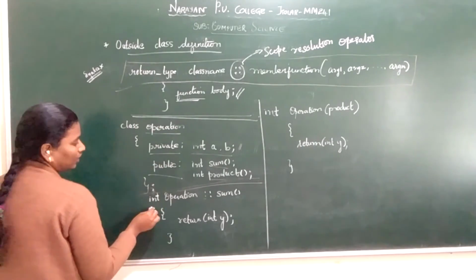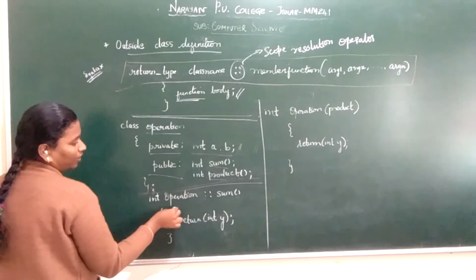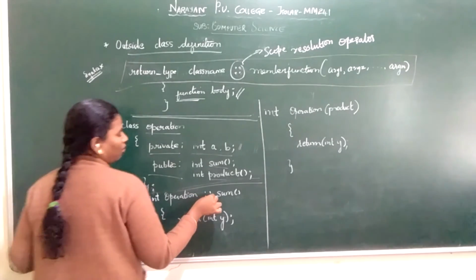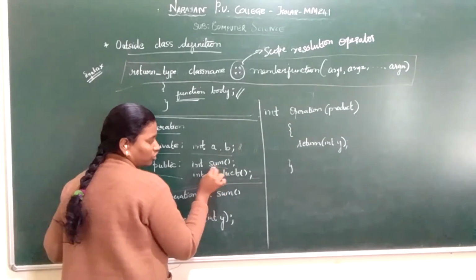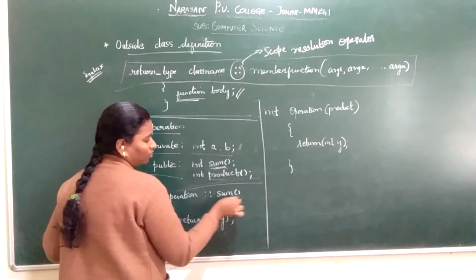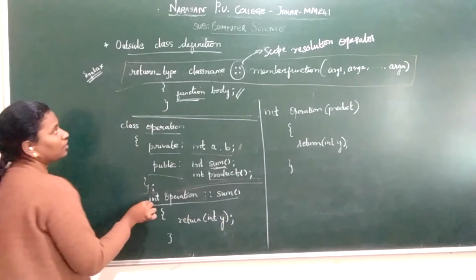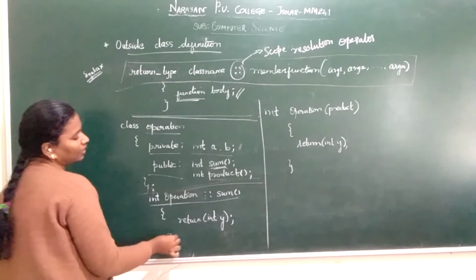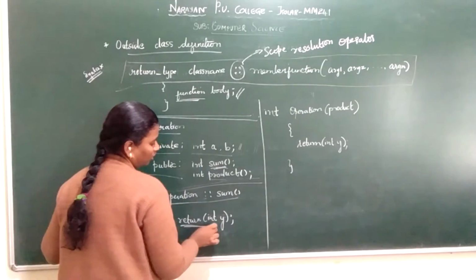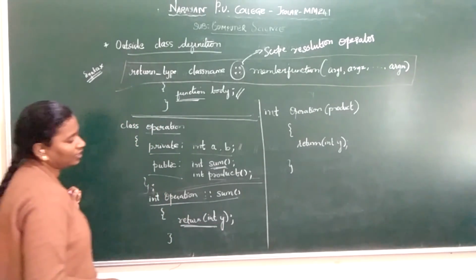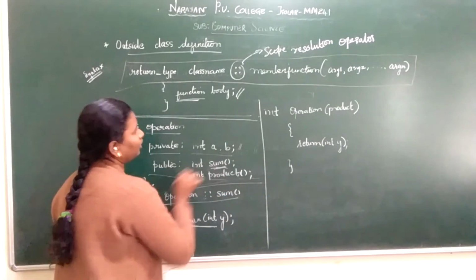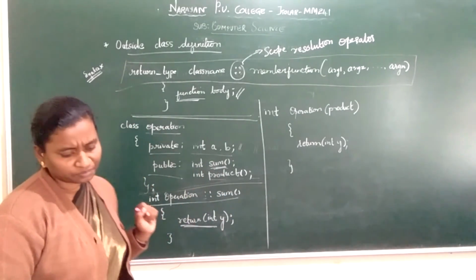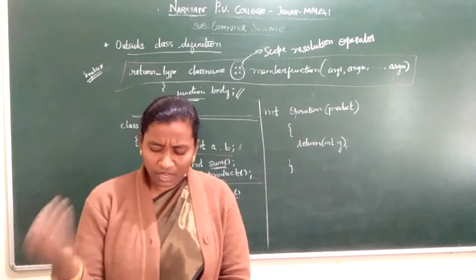Return type, here it is integer. Class name, it's Operation. I have the scope resolution operator, and this is my member function. What is my member function? Sum. So I have int, my class name, scope resolution operator, sum. Then inside that I have my function body. Here I am just taking the value and returning it to the main function.